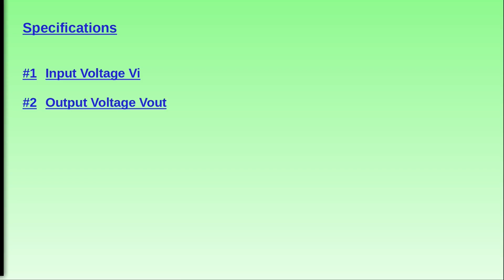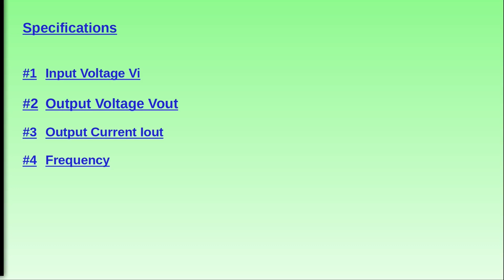Before we start the procedure, we need to define the specifications for the transformer we want to design. You'll find most of them obvious, given what we have said already. Number 1 is the input voltage, which we will represent with Vi. Number 2 is the output voltage, which we will represent with Vout. Number 3 is the output current, which we will represent with Iout. Number 4 is the frequency, which we will represent with the letter F.